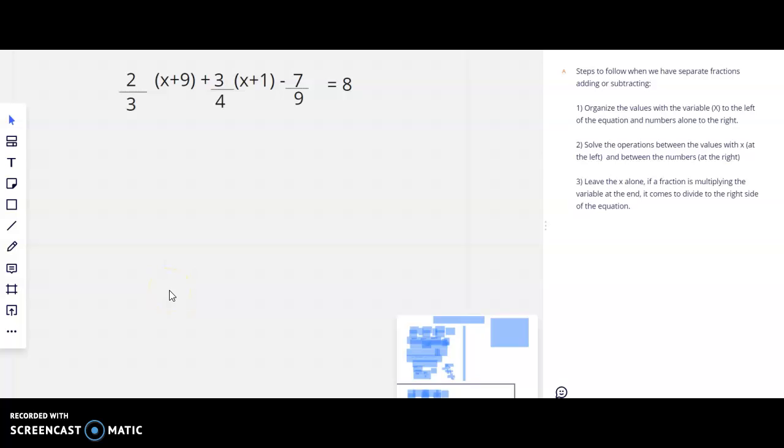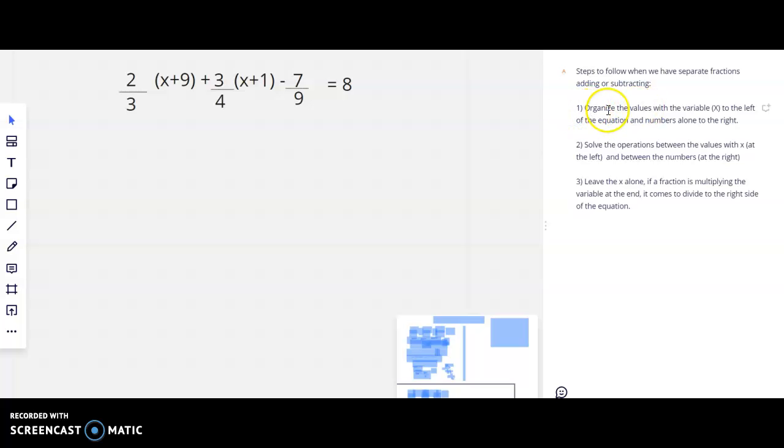Hello guys, here we are in a new video about equations with fractions. Here we have a new case of separate fractions where they are adding, subtracting, and they are multiplied by separate fractions. So what can we do in this case? We're going to see some steps to follow when we have separate fractions when adding or subtracting. So we have to take into account the following tips.